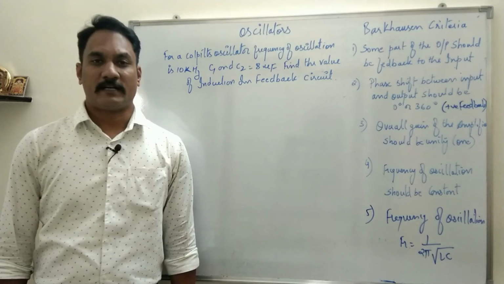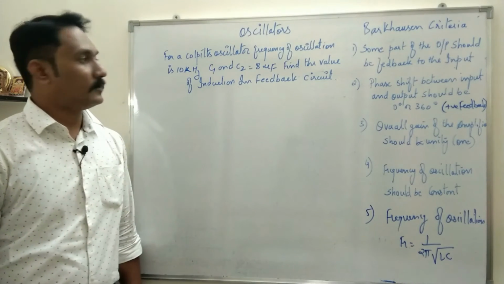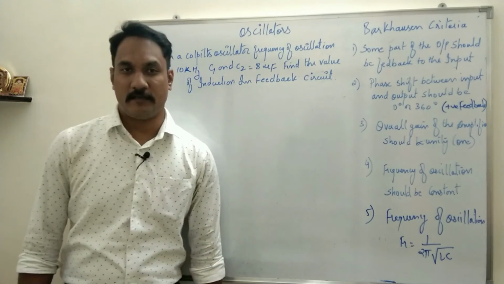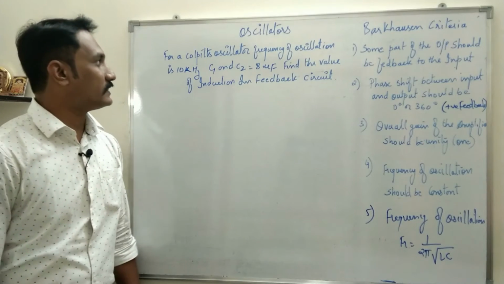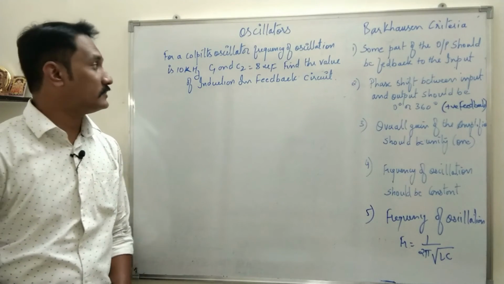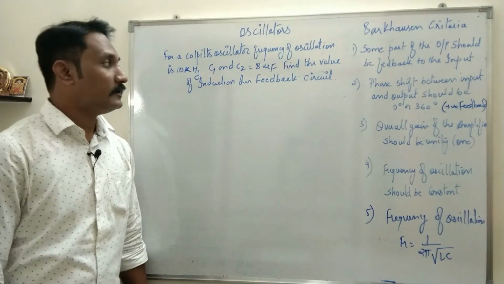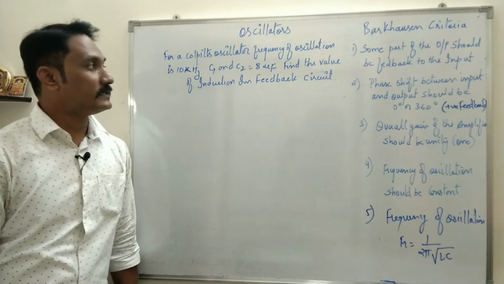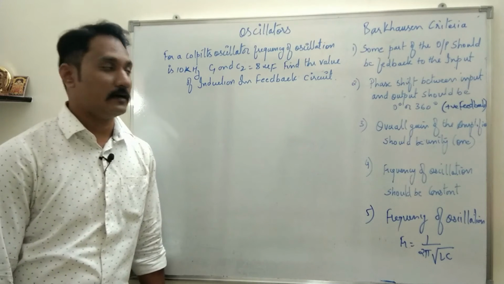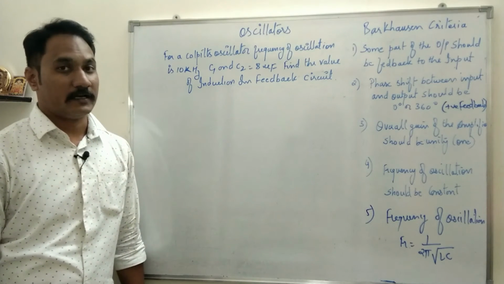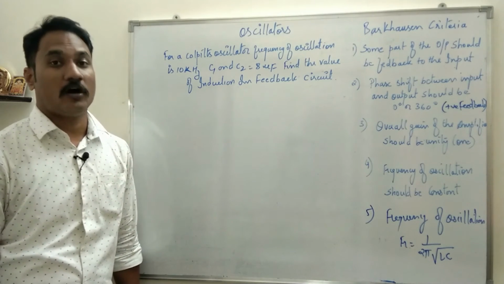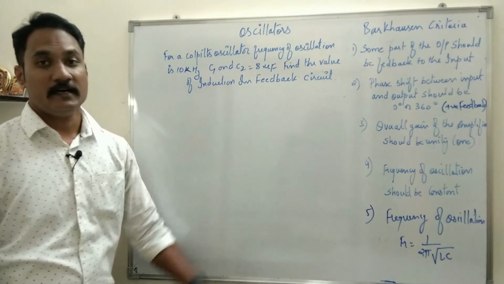Next, let us try to understand a problem based on Colpitts oscillator. The problem statement will be like this. For a Colpitts oscillator, the frequency of oscillation is 10 kilohertz. The frequency of oscillation has already been mentioned, and the values of C1 and C2 are given. C1 and C2 both are 8 microfarad. Now we have to find the value of the inductor in the feedback circuit.